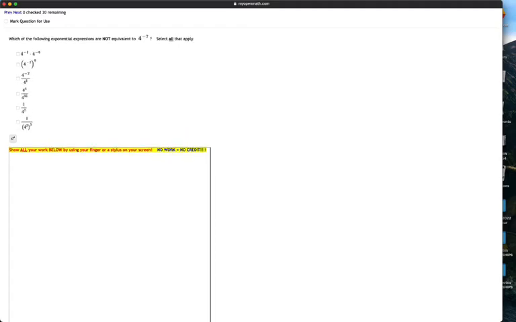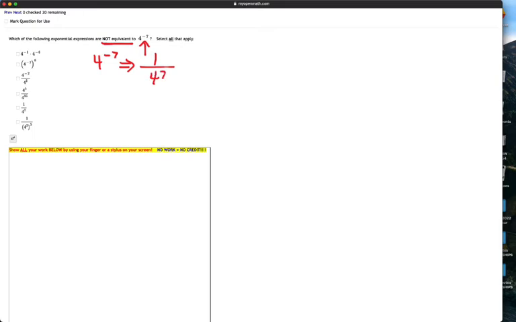All right, sometimes we have expressions where we may be asked for the expressions that are not equivalent to the original. Well, in my opinion, it would be easiest to write all of the expressions that are equivalent and choose the ones that don't look like that. So here's what we know. We know that 4 to the negative 7 is equivalent to 1 over 4 to the 7th.